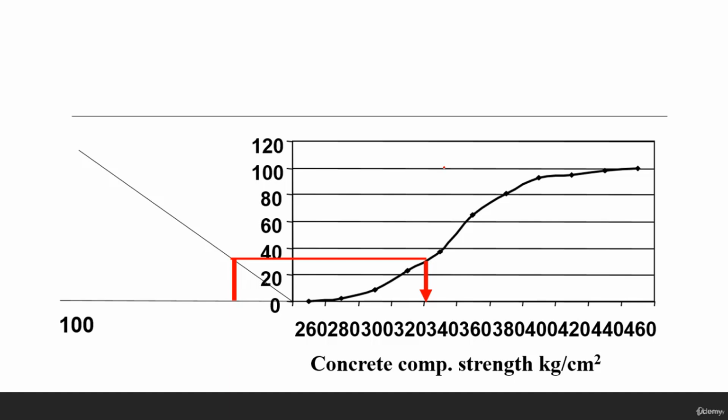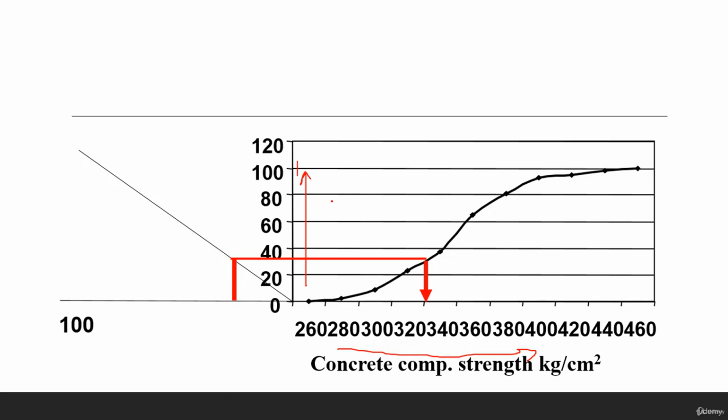You can remember this curve. This is the relation between the concrete strength and the probability. Here the maximum will be 100. It can also be from 0 to 1, so it can be represented by 100 or by 1. And we have this diagonal.